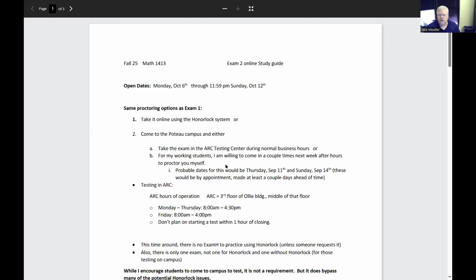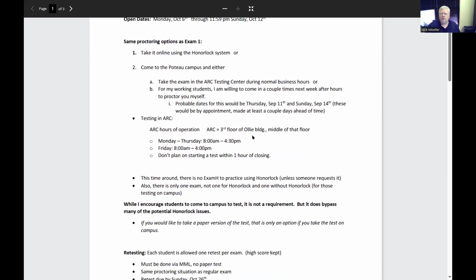And I need those dates. If coming to the ARC Center doesn't work for you because they're during normal business hours, like 8 to 4, and you're having HonorLock issues, I'd be willing to come proctor after hours, like Thursday evening, which would be the 9th, or Sunday the 12th. I'd be willing to come to campus and meet with you to proctor an exam. But I need at least a couple days notice for that. And if you want to take a paper test, the only way that's an option is if you come to campus and take it. We can't do that online.